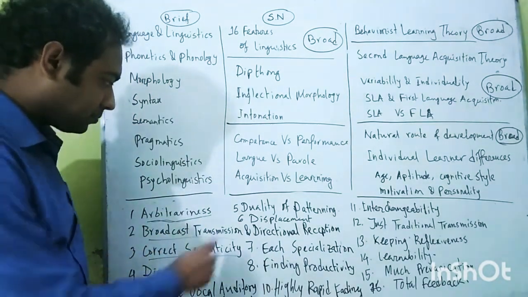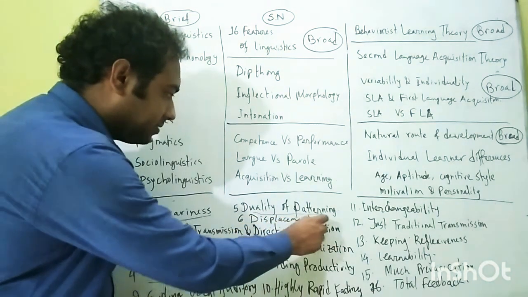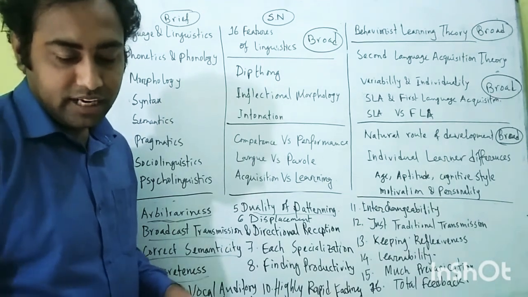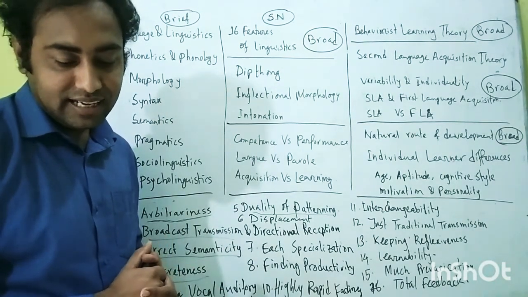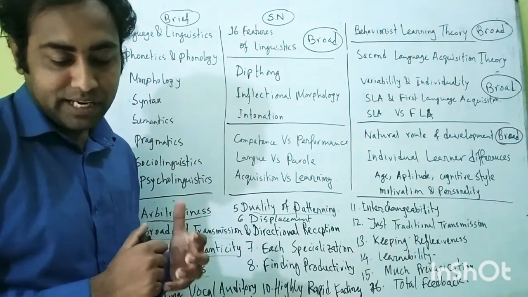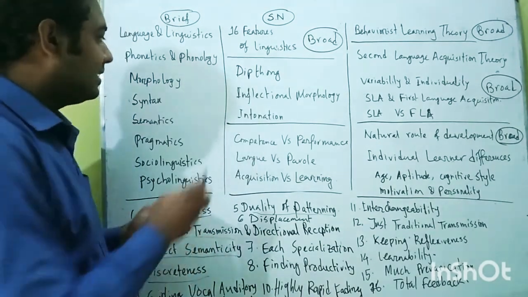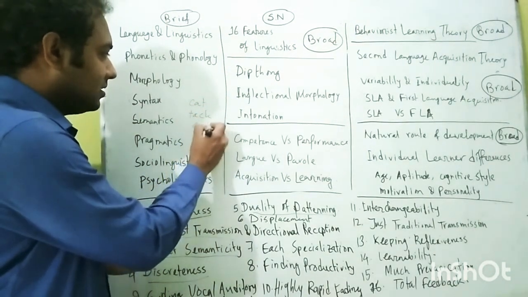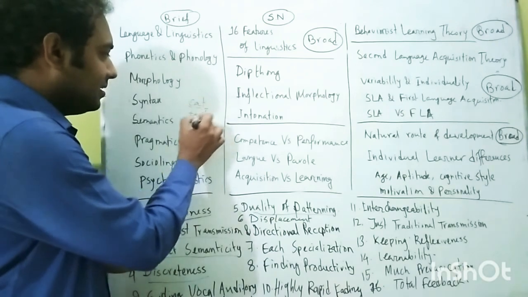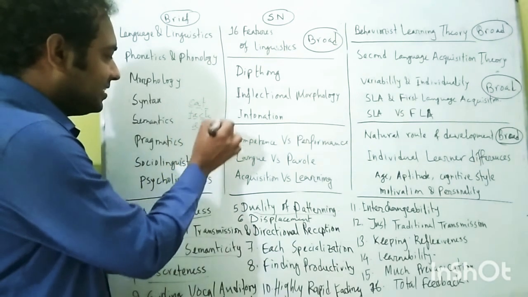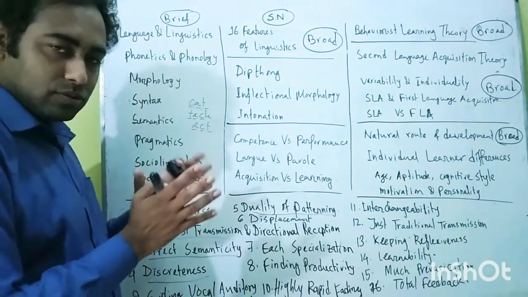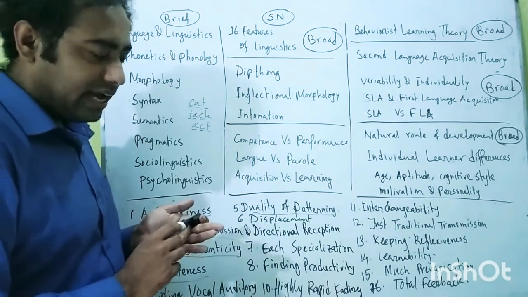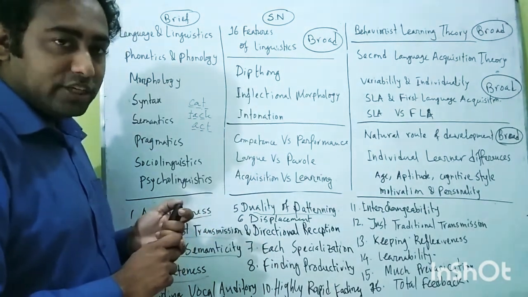Coming to the next one, duality of patterning. Duality of patterning refers to a very important thing. Individual letters are meaningless until they are assembled and make meaningful sounds. Suppose cat, tack, act. When the sounds are assembled together, they become meaningful and effective for communication. This is called duality of patterning.